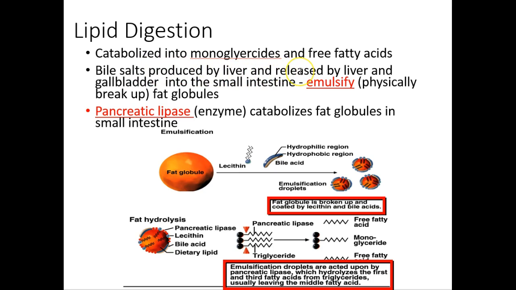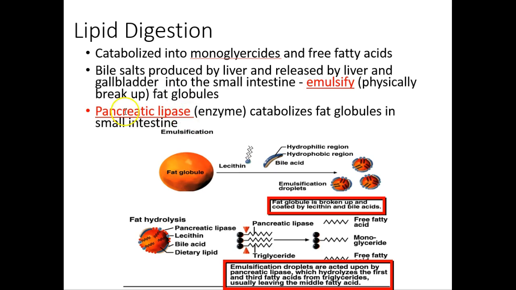it's going to get released every time you eat a little food into the small intestines. That's going to help emulsify, which means break down fat molecules, so it's going to be a little easier to move. And then pancreatic lipase is an enzyme that's going to break those fat molecules in the small intestines and move them to the lacteals.